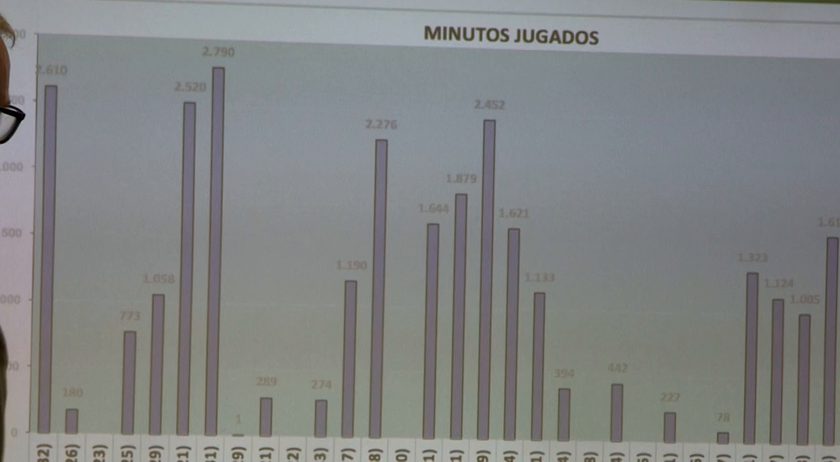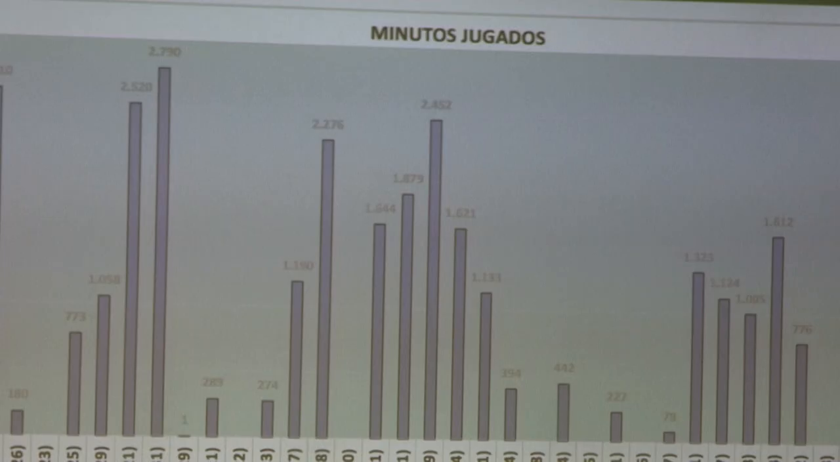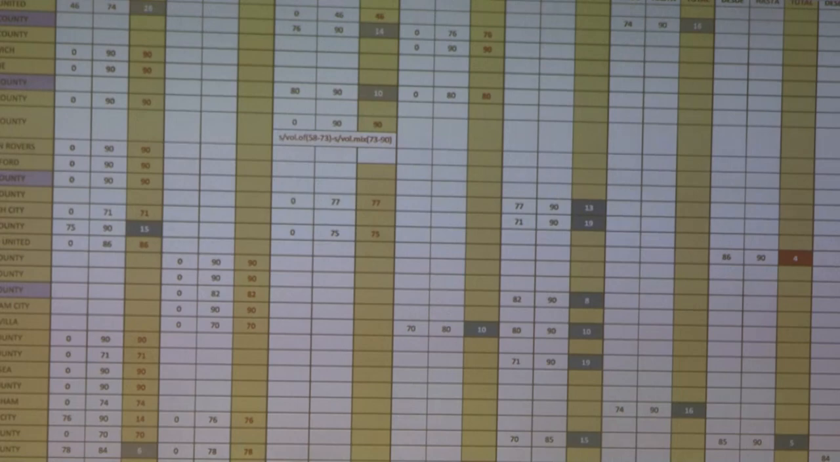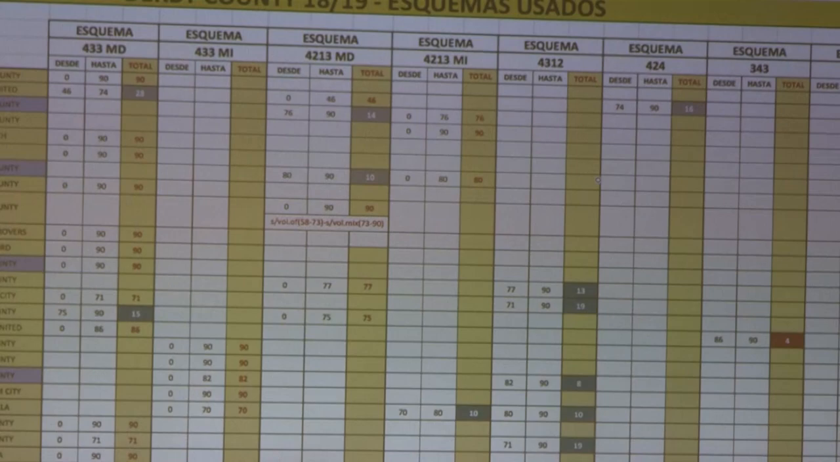Now let's go to the analysis of the games Derby played this season. Let's talk about the analysis. Look, Derby played 31 games this season.